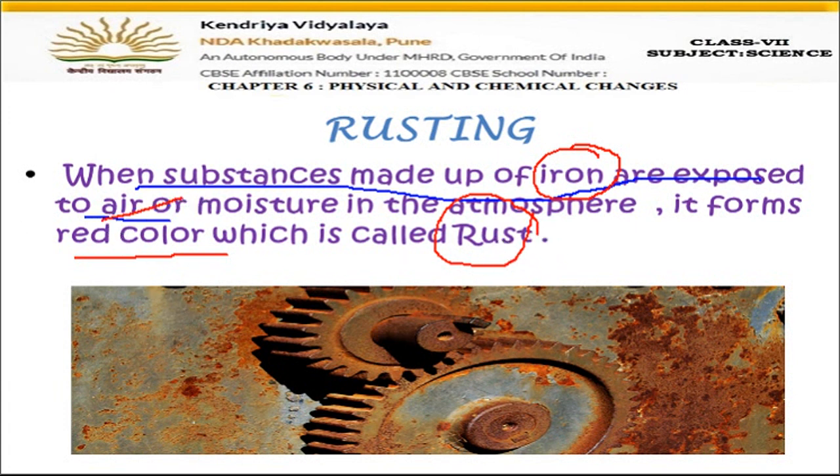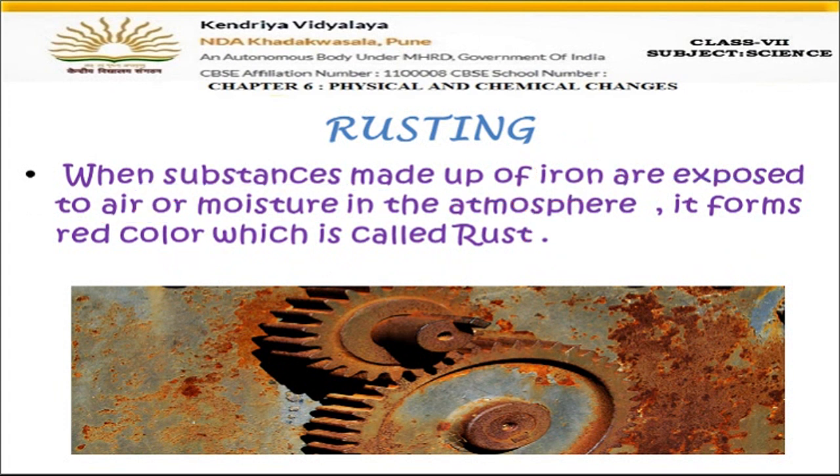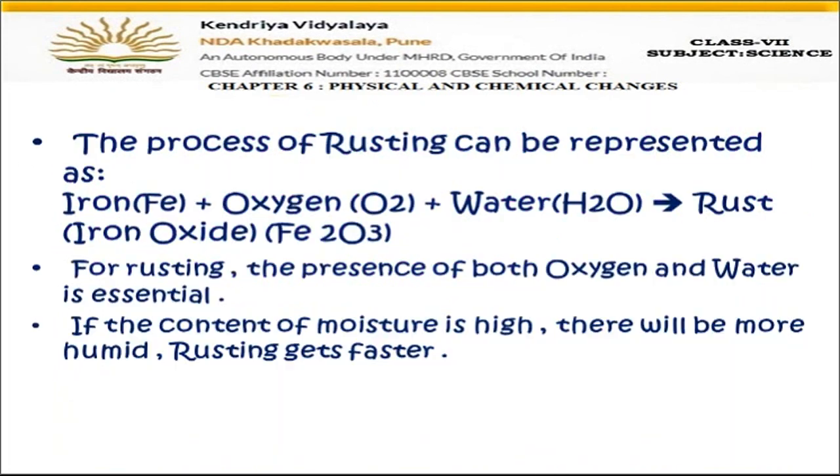Everyone might have seen at your own houses, if some old object made of iron is kept outside, this red color substance is formed on it, and this is called rust, and this process is called rusting. You might have seen it on your cycles also. If you're not using your cycle and it is kept outside for a long time in the open air, in the rain and in the sunlight, any type of atmosphere, then you will see that a red color substance is formed on it, and this is called rusting.